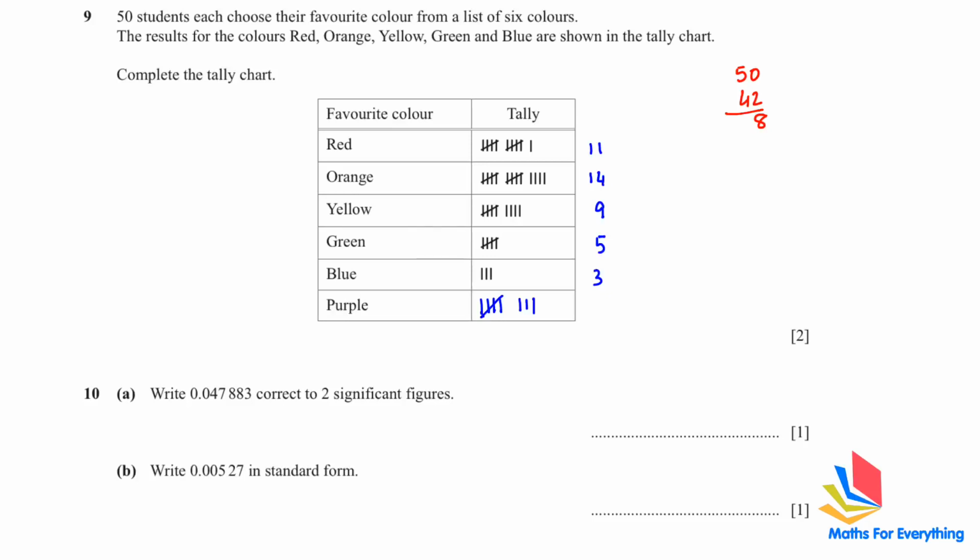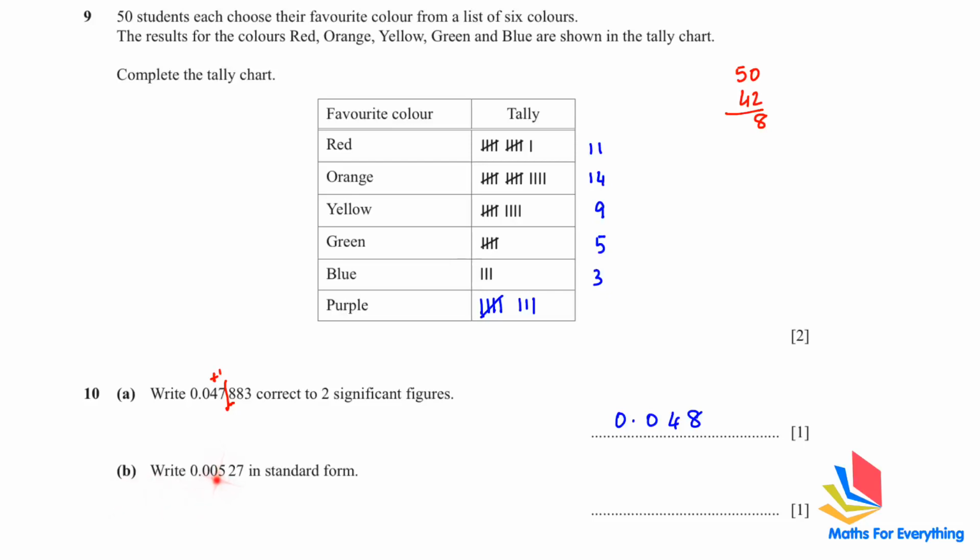Moving on to question number 10. Write this number correct to two significant figures. If you have a decimal here and after the decimal is the 0, we don't count that as a number. We look at the other two numbers. So number 1 and 2. If the number after what we want to round is 5 or more, you add 1 to the number before. So the answer is 0.048.